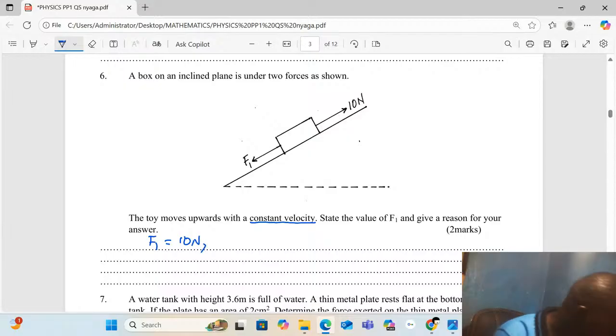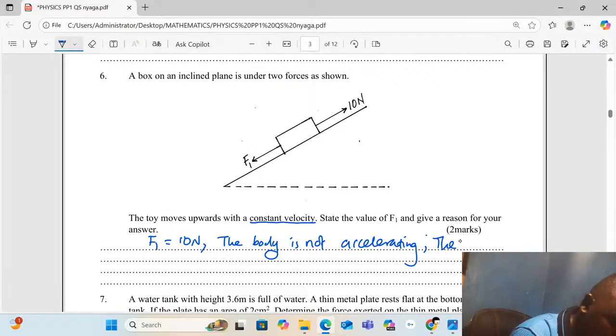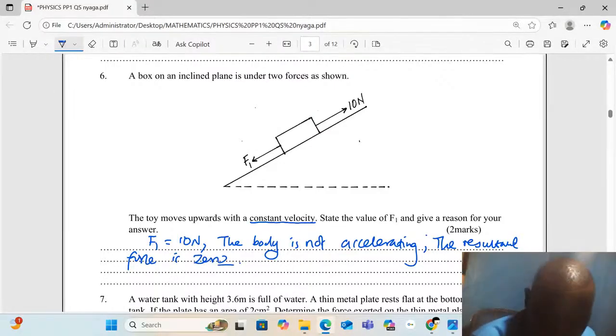Why? The body is not accelerating. And if it is not accelerating, it's because there is no resultant force. Or you can say the resultant force is 0. That is why it is well balanced in all corners.